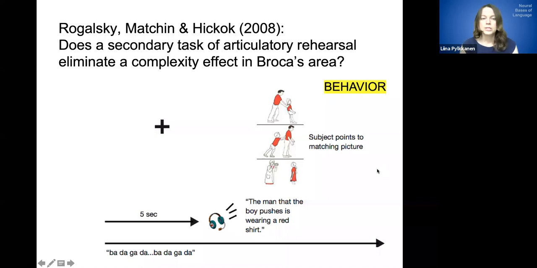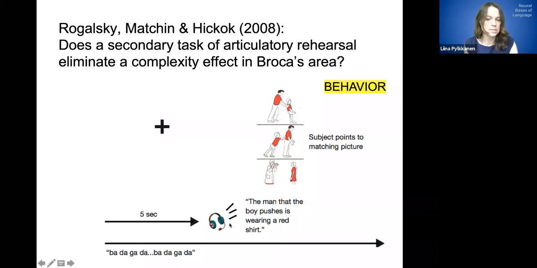Okay, so here's the setup of this experiment. The basic idea is that you're listening to sentences that are either complex in the ways that we've described so far, or not so complex, easier sentences. So here's an example of a complex sentence: The man that the boy pushes is wearing a red shirt. So the man is the individual that is being pushed, and you want to be able to link it up with the object position of pushes.